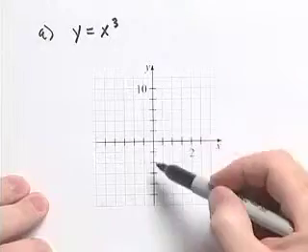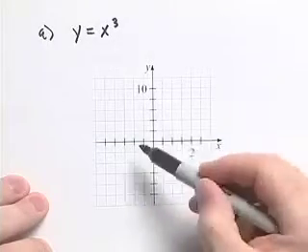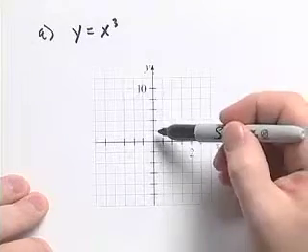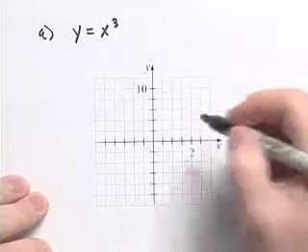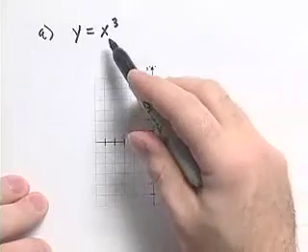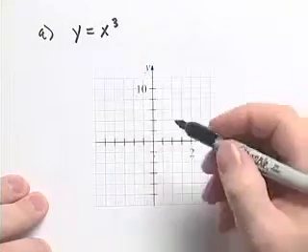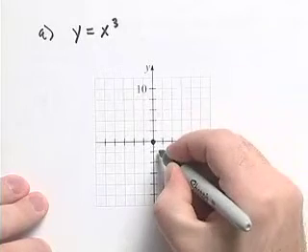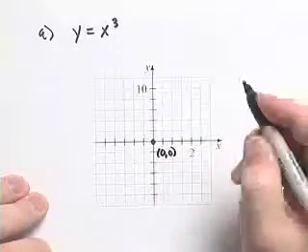We want to notice that our scale is different for the y-axis and the x-axis. Here we're using a scale of 1/2, and here we're using a scale of 2. It's going to be important when we plot our points. We're going to start with x equal to 0. If x equals 0, then y equals 0. And so we have this point, 0, 0.